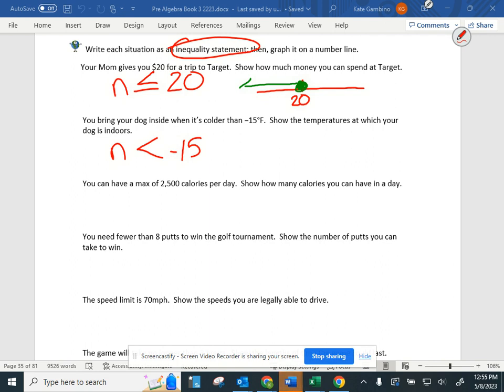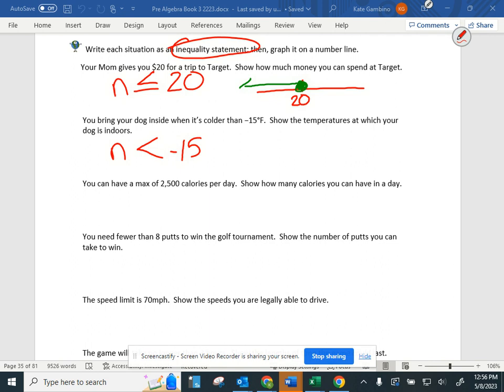When it's colder than, does it say when it's -15 degrees or less? No. So not at -15 degrees, but when it's less than, colder than -15. So there would be no equal sign. It has to be less than -15. Question, or you want to do the next step?